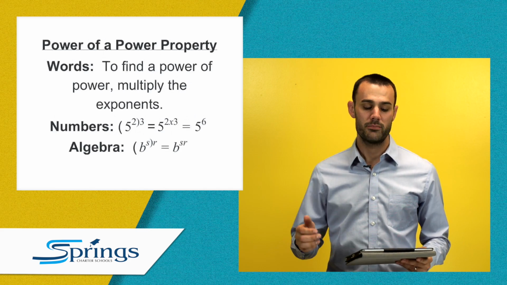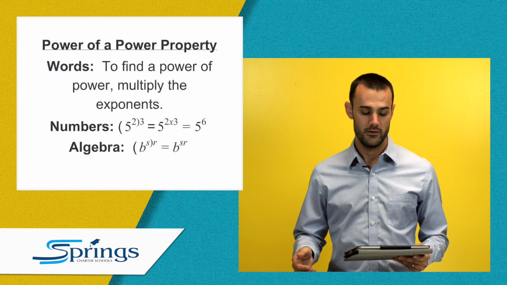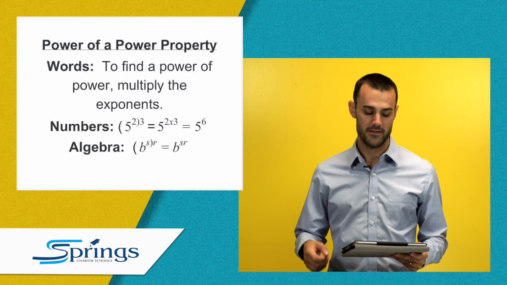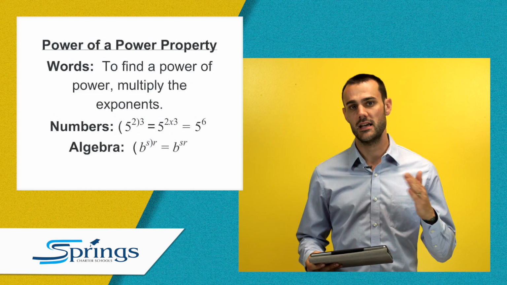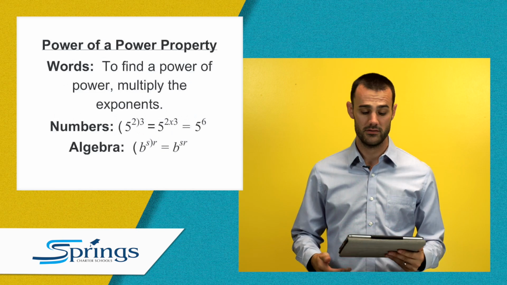Okay, power of a power property. Okay, so in word format, this means to find the power of a power, we're going to multiply our exponents. Now we just added them. In this case, we're going to multiply them, so pay attention to the difference.